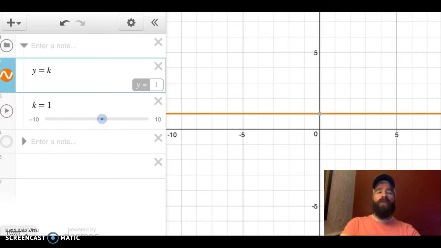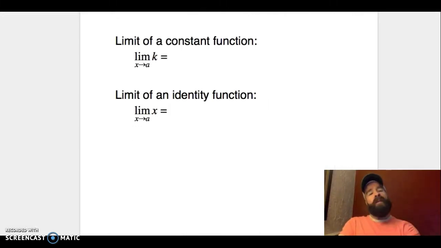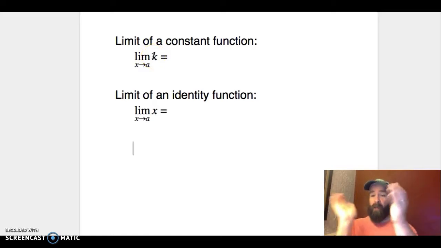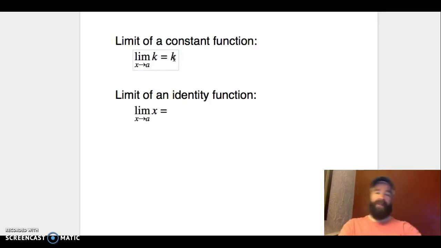So if I go over to this, where I was trying to find the limit of a constant function, the limit as x approaches a of k. Now remember, that k is the function, it's the y equals that number, is going to be that self-same number. So let's make that the same. So that's the first thing. Anytime you're taking a limit of a constant function, no matter what x is approaching, the y value spits out what the constant function was.